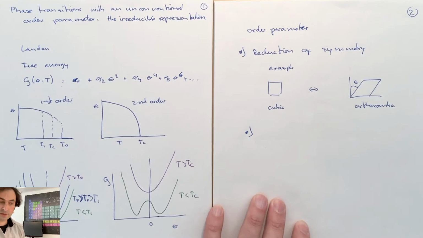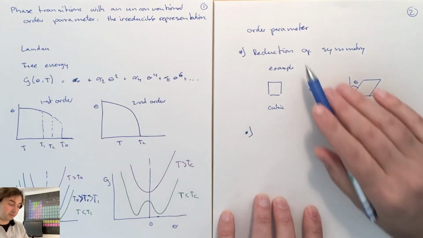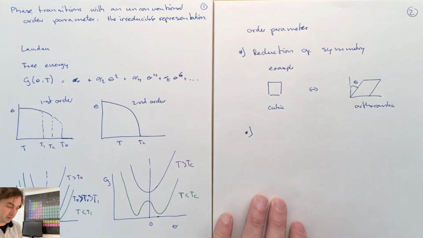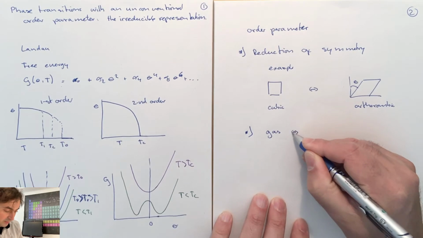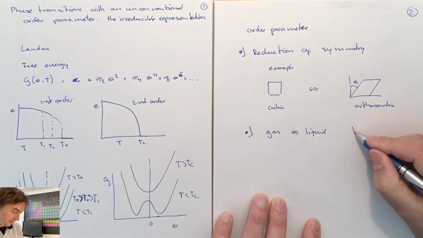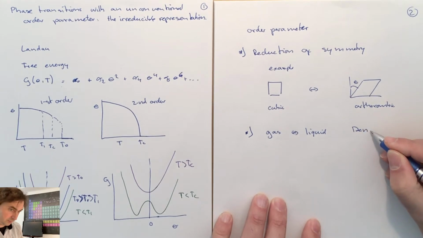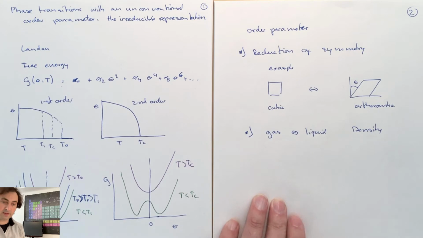Now not all phase transitions have a reduction of symmetry. It's a very important class of phase transitions. But for example, if you have a transition between a gas and the liquid phase, then we can take the density as the order parameter, where the gas and the liquid phase have different densities.